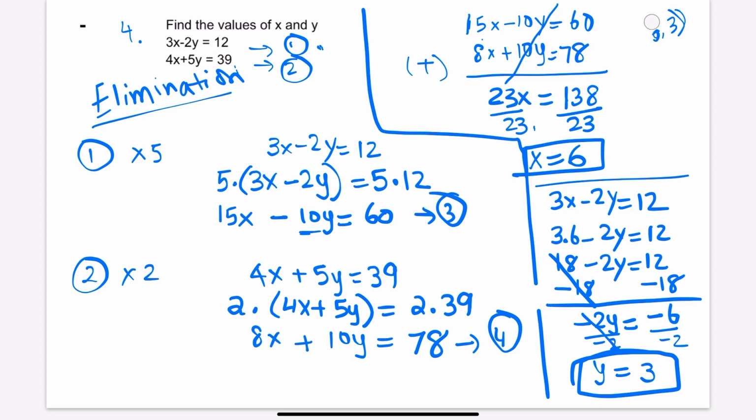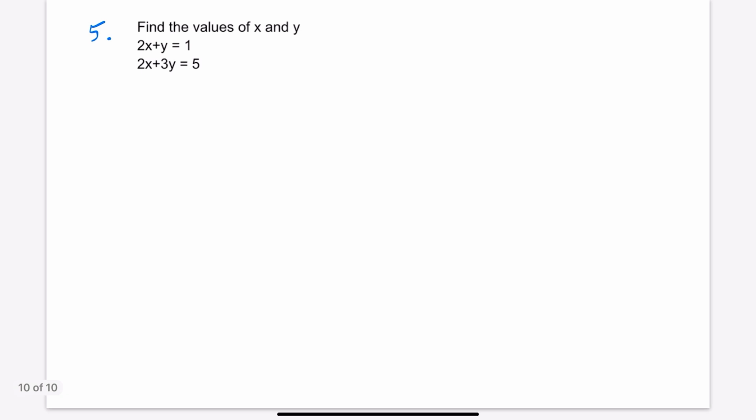Again, I strongly suggest, if you have time, go back and plug in the values of 6 and 3 for x and y into the other equation and see if they balance. That's the way you can cross-check your answer. Alright folks, this was a lengthy problem. Thanks for your patience here. I hope you understood the idea.